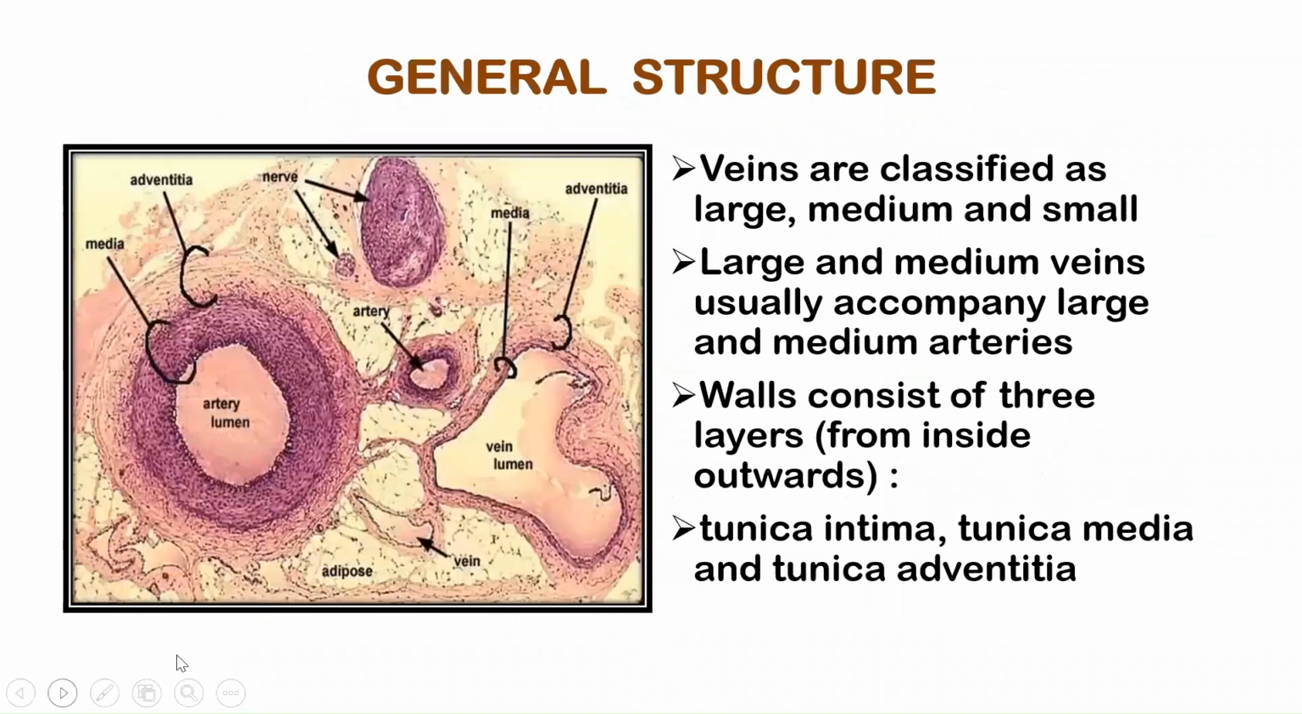Veins can be classified as large veins, medium-sized veins, and small veins. The large and medium veins usually accompany large and medium arteries. The walls consist of 3 layers, however, the walls are thinner. The tunica adventitia is the thickest layer. In the case of arteries, the tunica media is the thickest layer.